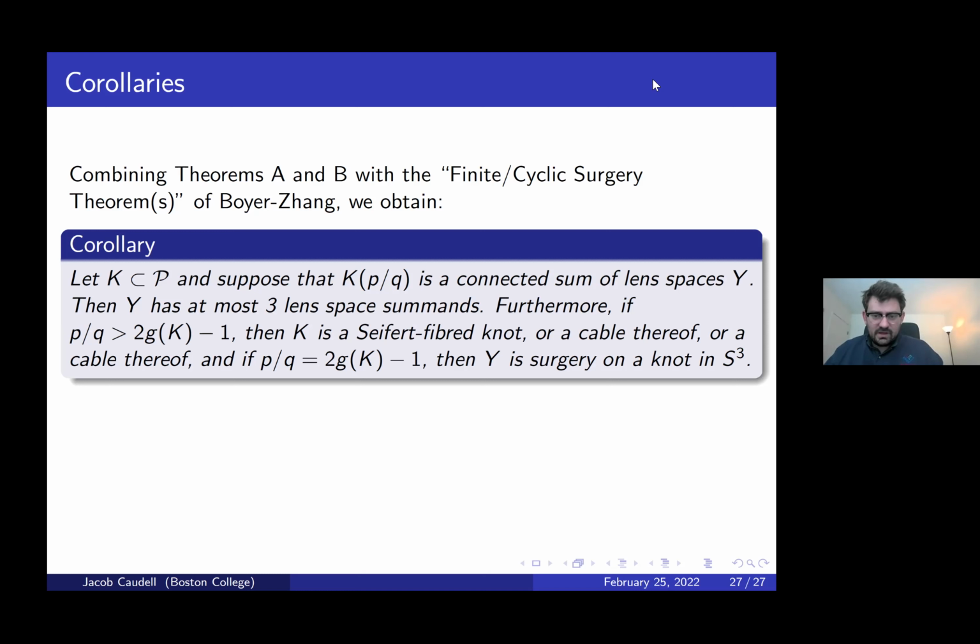And if P over Q is equal to 2G minus 1, then Y is surgery on a knot in S3. Moreover, it's surgery on a torus knot or a cable of a torus knot.